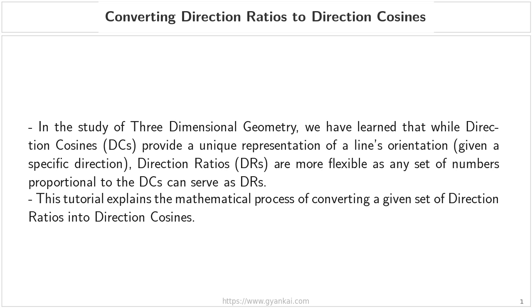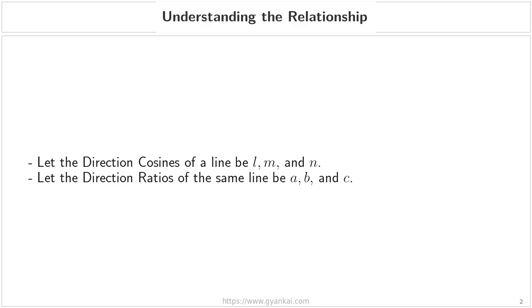Welcome, everyone. Today, we are going to dive into a very important topic in three-dimensional geometry, converting direction ratios to direction cosines. Understanding the relationship. First, let's establish our notation. We will represent the direction cosines of a line using the letters l, m, and n. Similarly, we will represent the direction ratios of that same line using the letters a, b, and c.